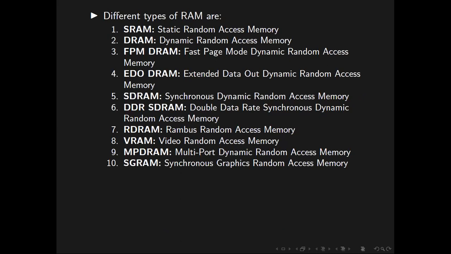Then what are the types of RAM available? The RAM which we have been using was called DDR, double data rate, DDR version 3, DDR3 RAM. There are several other versions of RAM which were in use, and some of them are still in use.